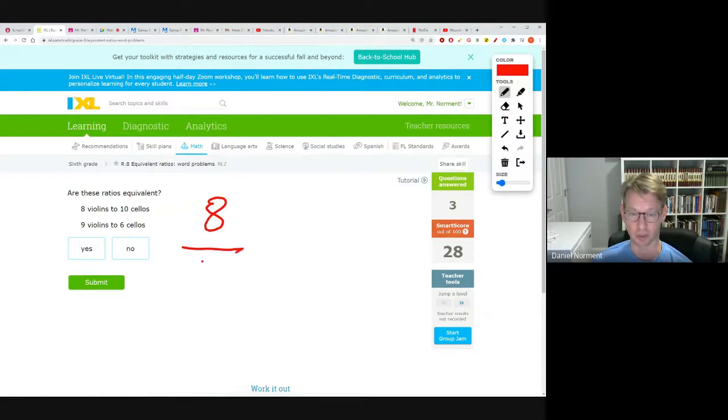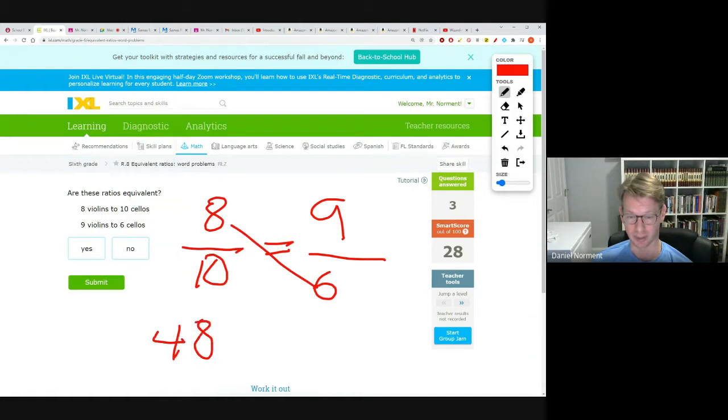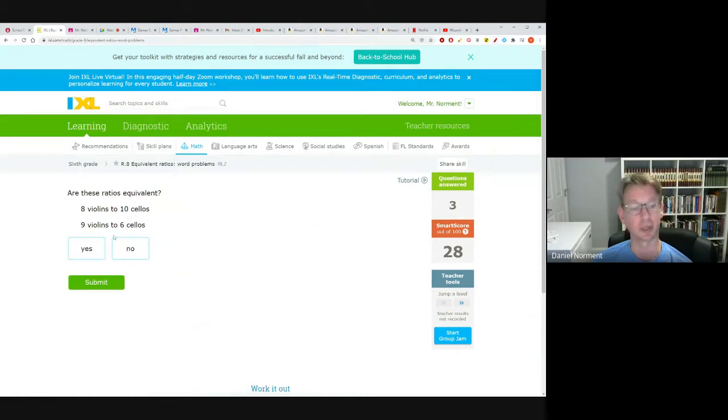Setting up a proportion might be better for a lot of you. 8 times 6 is 48. 10 times 9 is 90. These are not equal, so those are not equivalent. So that's how to do that.